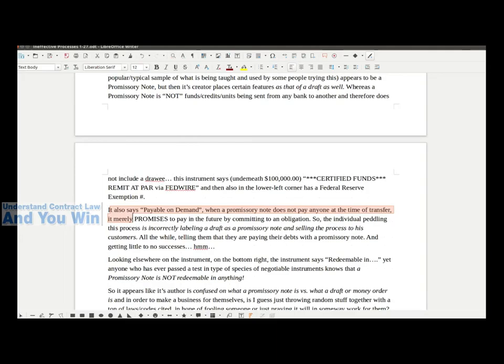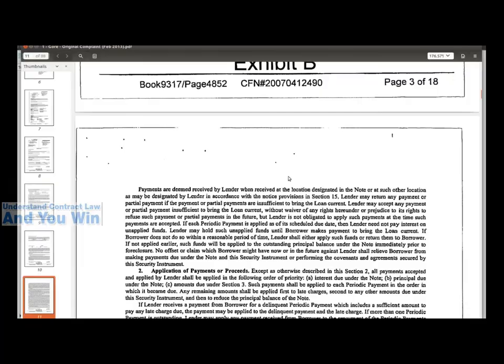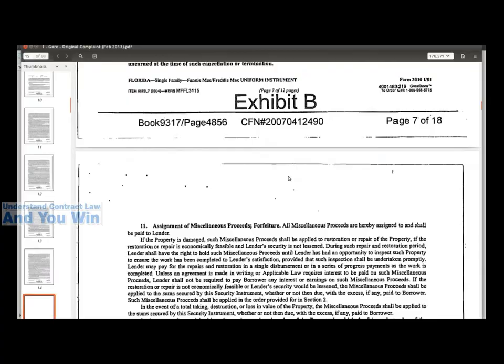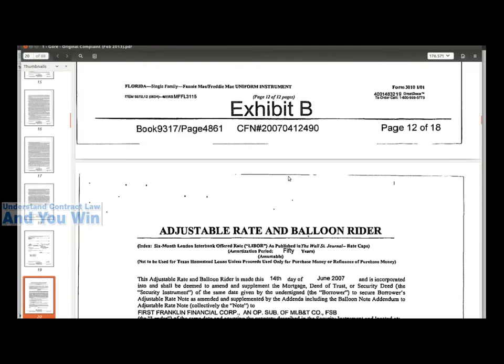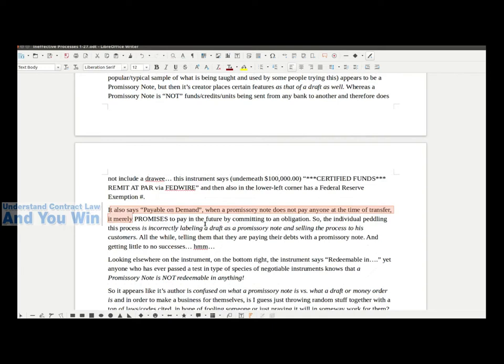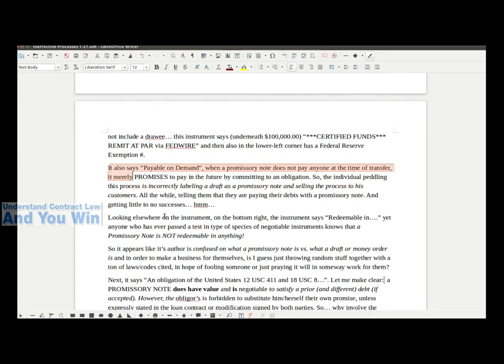When you look at the mortgage and you look at a promissory note next to it, let's see if we can find a promissory note. It doesn't say payable on demand. It doesn't say payable now. Okay, we're not going to go through the whole thing, but go look on your promissory note. It's not payable at the time of transfer. It merely promises to pay in the future. It commits to an obligation. I mean, some people may put a down payment. You know, people with a mortgage put a down payment, and they make monthly payments starting the next month.